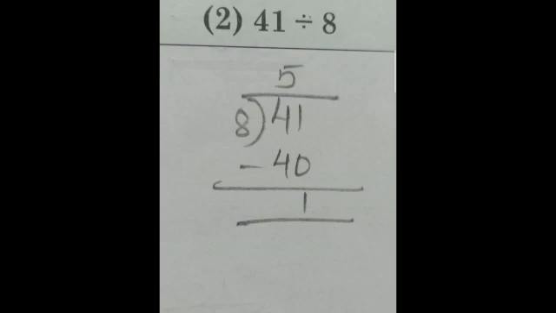Then we have to do the subtraction. From the units place, 1 minus 0 is 1 and 4 minus 4 is 0. So here the dividend is 41, the divisor is 8, the quotient is 5 and the remainder is 1. Students, in this way you have to do this division for the second sum.